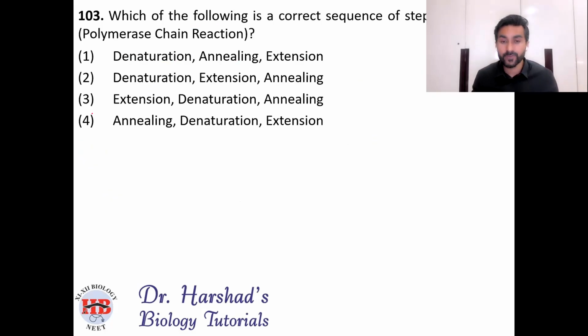We go on to the next question now. Which of the following is a step of the PCR reaction? If you remember, the first step involves heating, and in that heating, we have a step which is called denaturation, then primers join, which is annealing, followed by the elongation of the chain, that is extension. So the answer for this question would be option number 1.